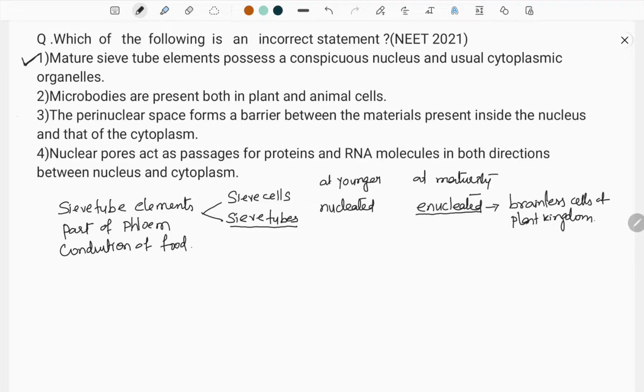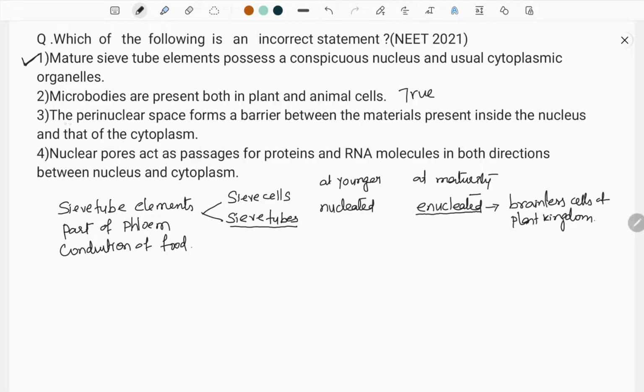Let us see the second statement. Microbodies are present in both plants and animals. Yes, this is true. They are present both in plants and animals because microbodies include the glycosomes, peroxisomes, spherosomes, etc. They are found in both. Next, the perinuclear space forms a barrier between materials present inside the nucleus and that of the cytoplasm.